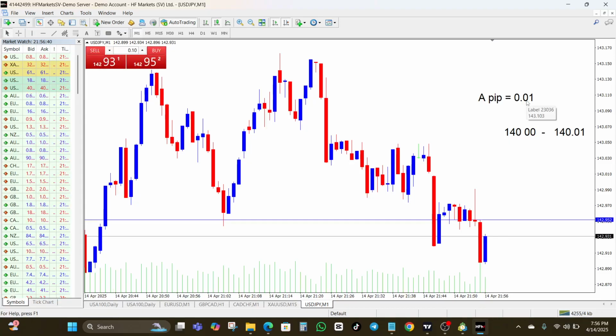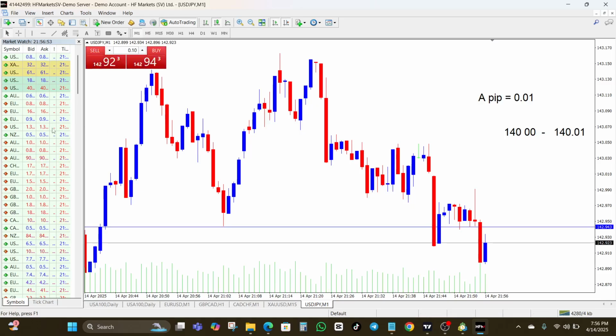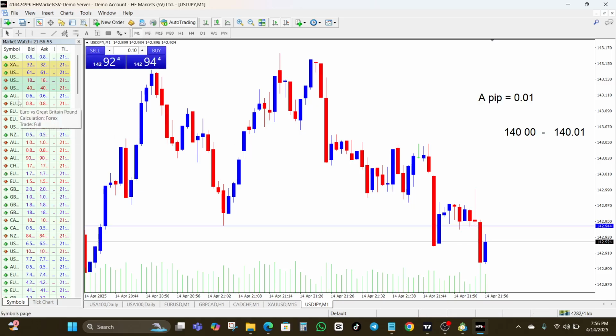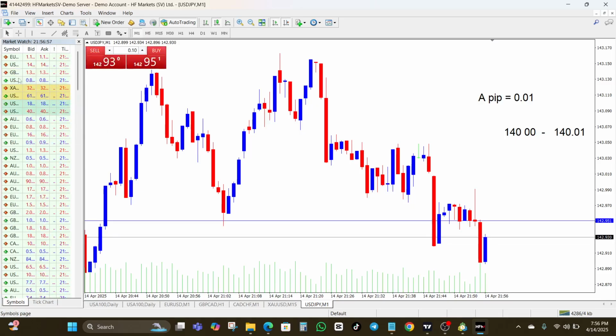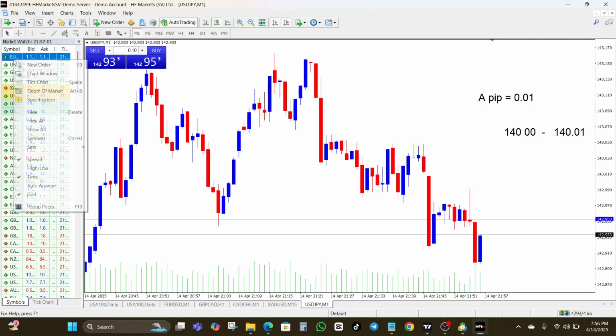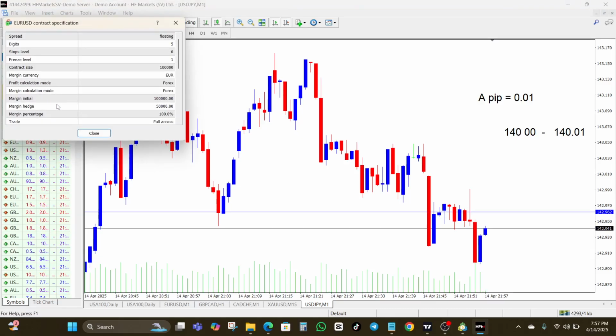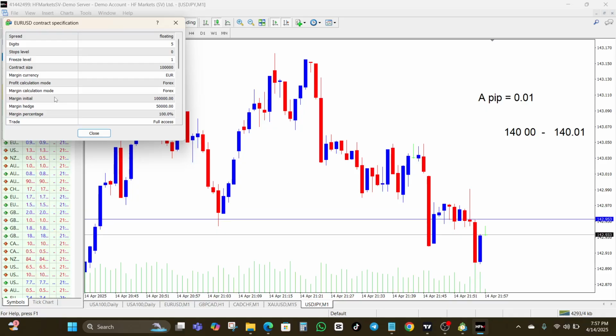Now both MT4 and MT5 come with a built-in tool that helps you calculate pips without doing the math manually. And here is how to use it. If you open your MetaTrader platform and go to the market watch window, you right click on whichever currency pair you want to calculate the pips for, and then click on specification. You will see the pip value for the selected pair.